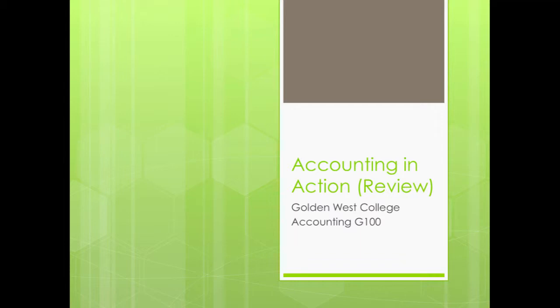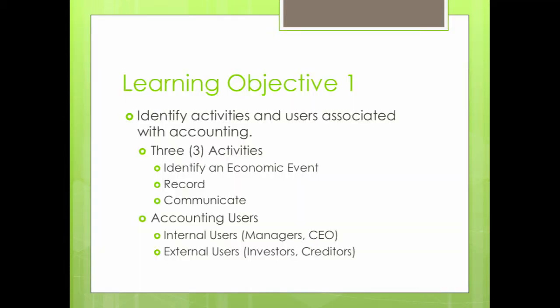So let's begin by briefly reviewing what was covered in Chapter 1, which was accounting in action. The first objective covered was to identify the activities related to the accounting process, which were three: identify an economic event, record the event, and communicate the event. Remember that there are two types of accounting users, including internal users such as managers and CEOs, and external users such as investors and creditors.